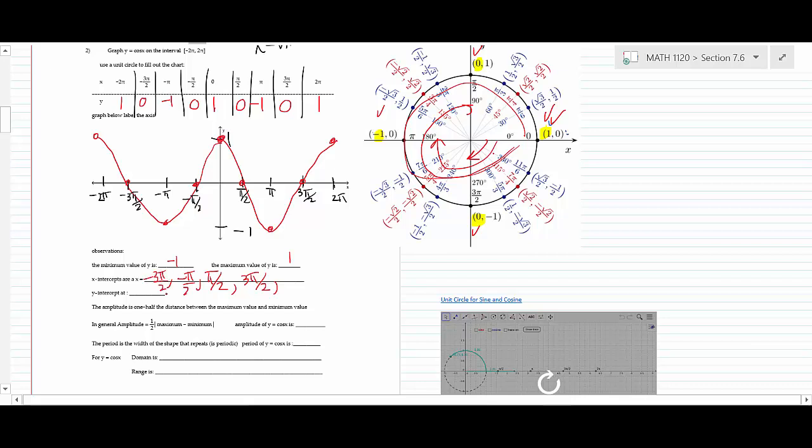Now, look and see if there's a pattern that you see on there. Do you see a pattern? This is like 1 pi, 3 pi, what pi? 5 pi over 2, 7 pi over 2, 9 pi over 2.